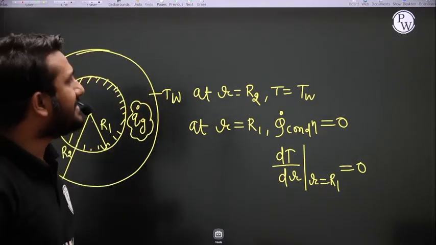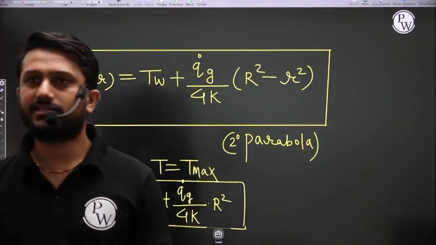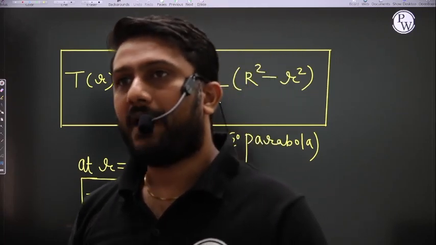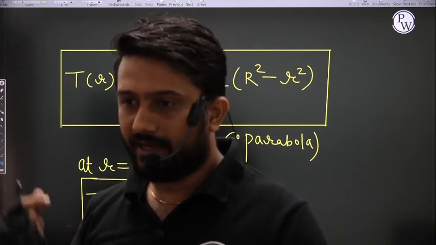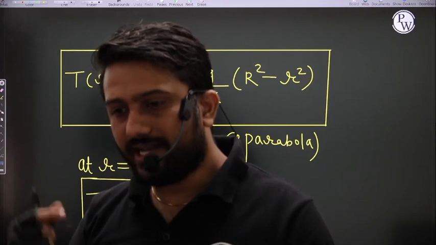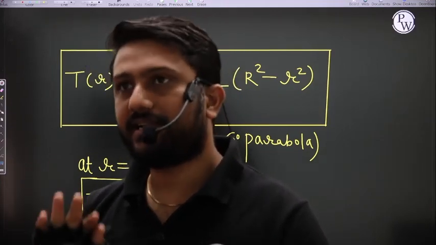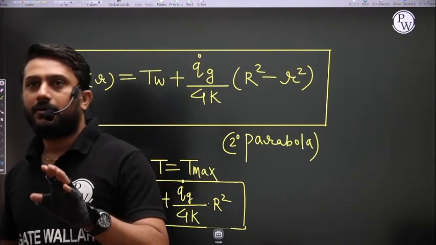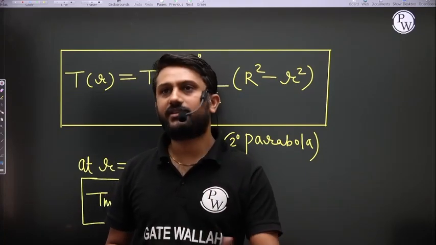So this is the standard mathematical expression for a solid cylinder with internal heat generation. But if it is a solid cylinder with non-uniform heat generation, then you solve the problem accordingly. If there is a hollow cylinder with uniform heat generation, then solve the problem accordingly. Is it clear? Okay, so this is all about the cylindrical coordinate system, hollow cylinder, solid cylinder with internal heat generation.